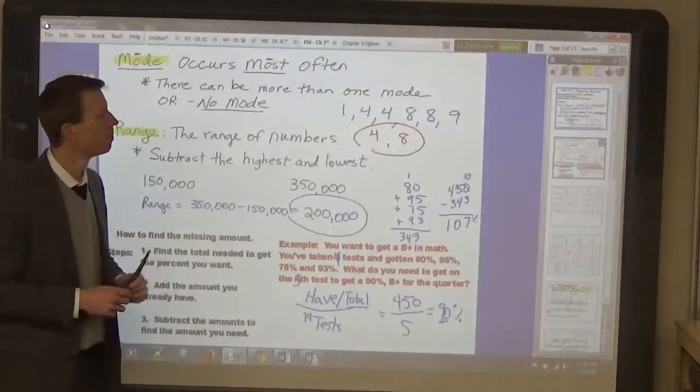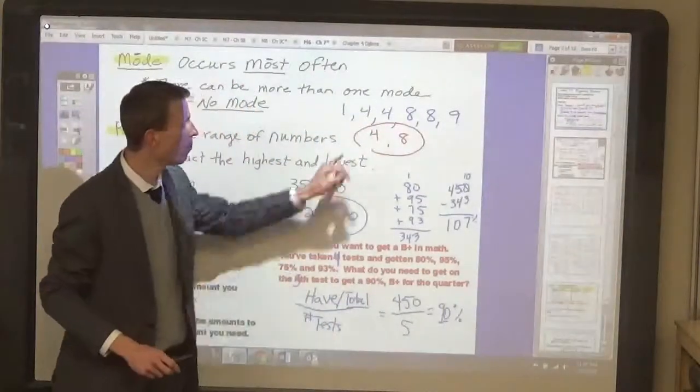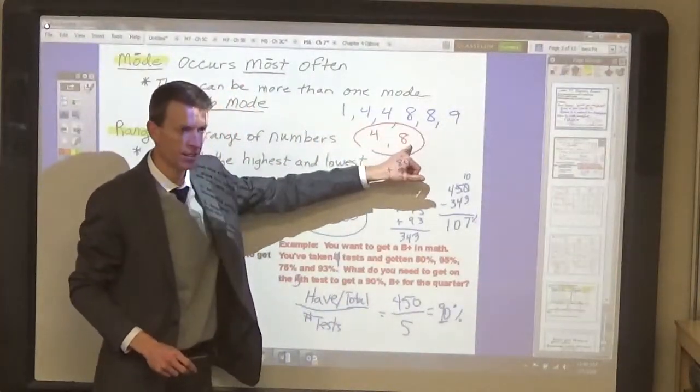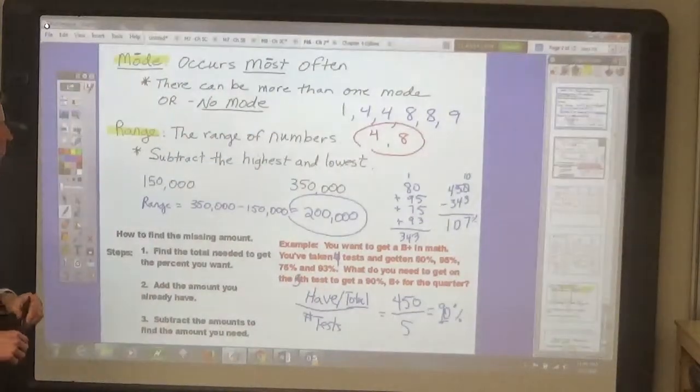Kate? 4 and 8 appeared 2 times. Yeah, they both appear 2 times. So they are both the mode, 4 and 8. There are 2 modes in this data set. Okay?